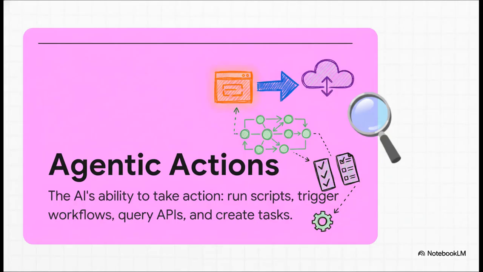And this is where things get really, really exciting. We're talking about agentic actions. This is a total game changer. It means your assistant doesn't just analyze stuff and report back. It actually does things. It can run a compliance script. It can query an API for live market data, or create those Jira tickets we talked about all on its own. It's not just a tool anymore. It's an active participant in your workflow.